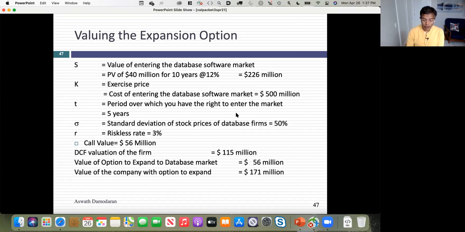But there's a lot of uncertainty, 50% standard deviation, 5 years to play the game. If I value this product, which is deep out of the money now, not viable, the value that I get for it as an option is 56. It's almost mind-blowing that a terrible project with a lot of risk actually brings this much to the table.